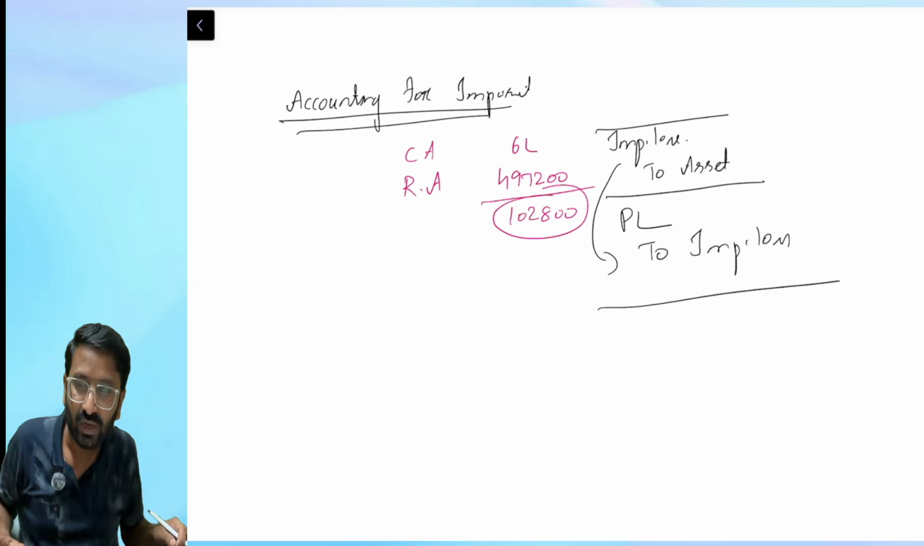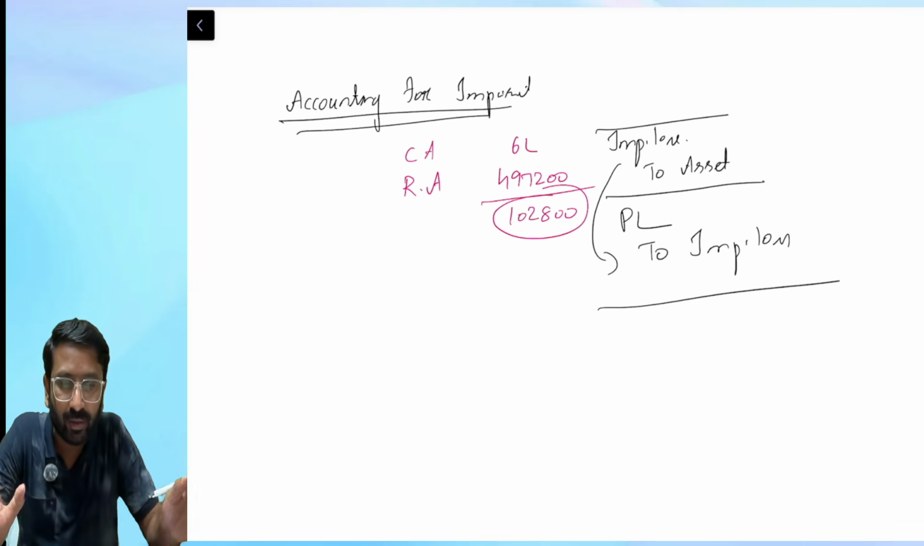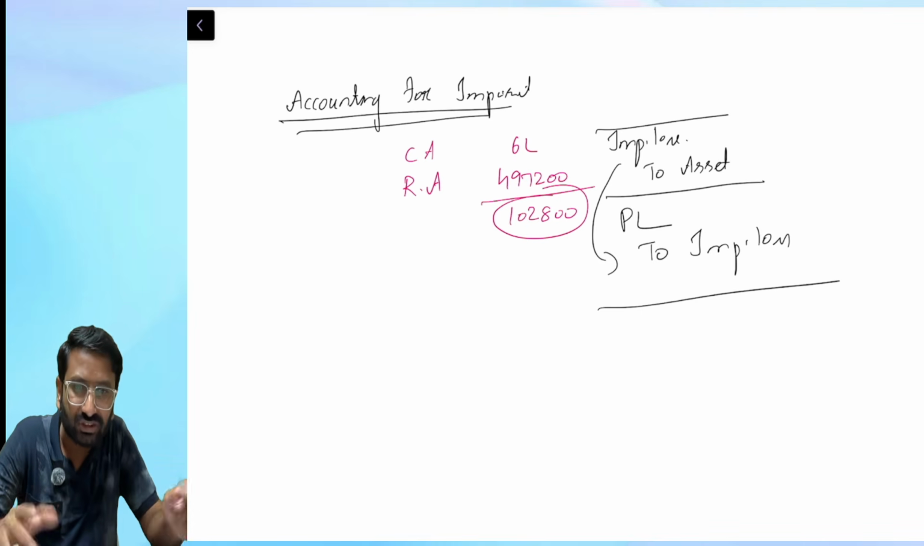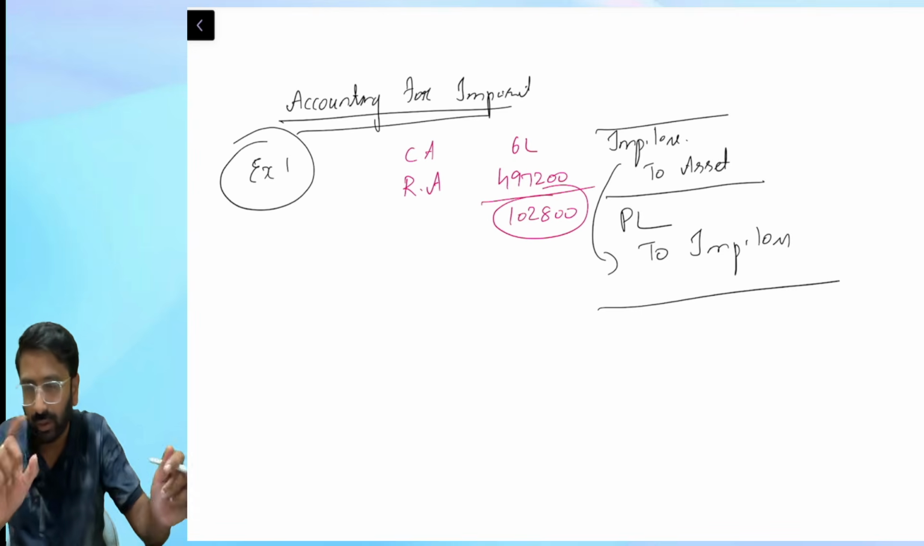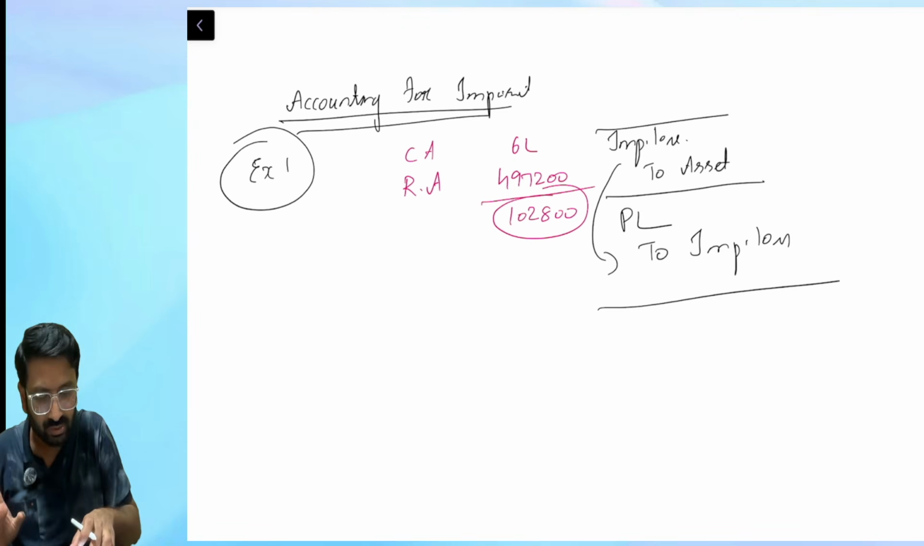I hope all of you are clear. So this is how you do accounting for impairment. So impairment loss account debit to asset account, P&L account debit to impairment loss. Example number 1. Now, we'll take up one more example, very, very important. Focus carefully. Example number 2.